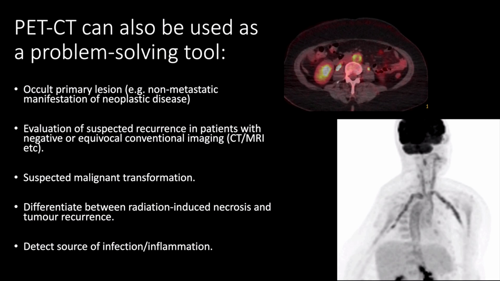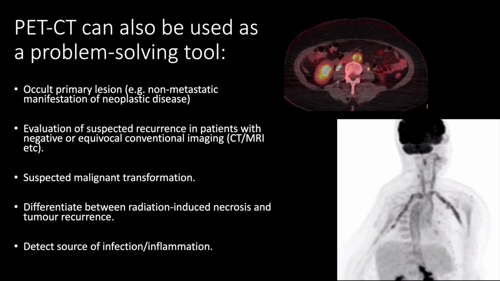It can differentiate between radiation-induced necrosis and tumour recurrence. They can both look quite similar on a CT scan, but radiation-induced necrosis will be cold on a PET, whereas tumour recurrence will be hot on a PET. And it can also be used to detect a source of infection or inflammation.